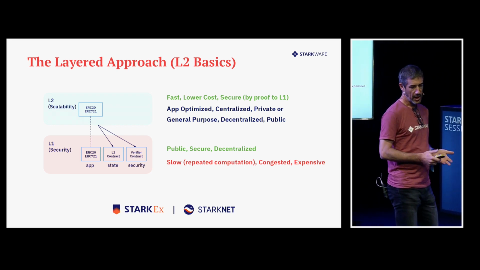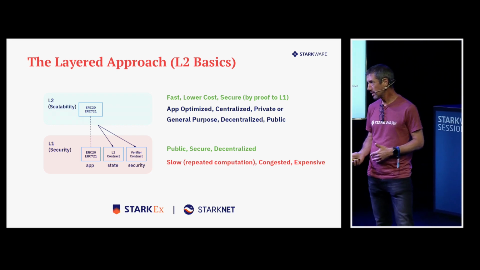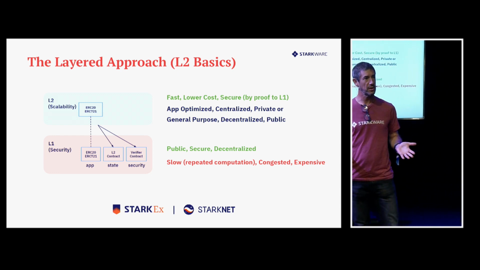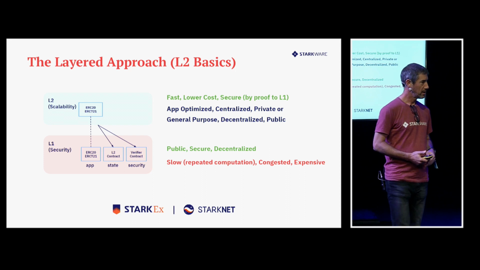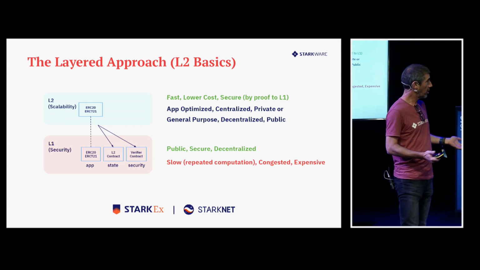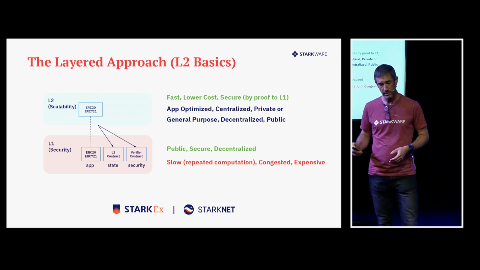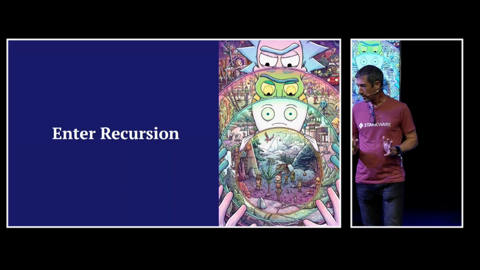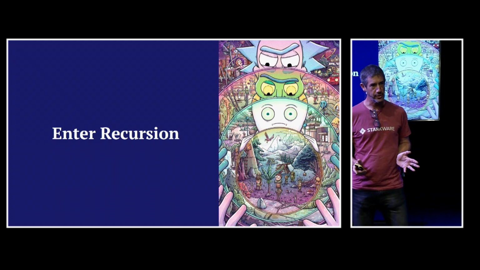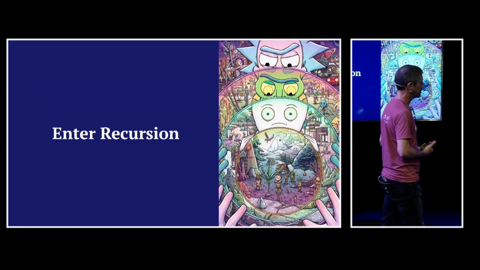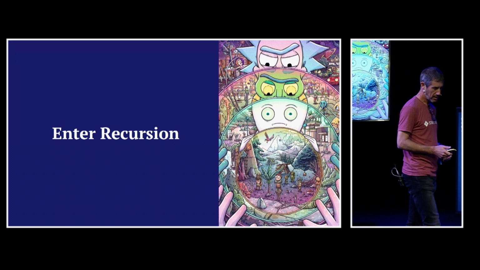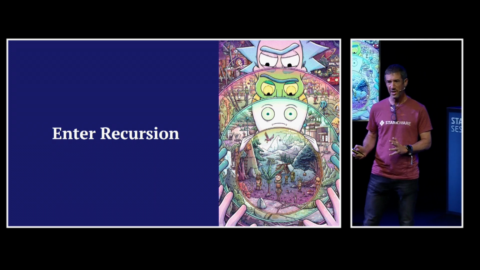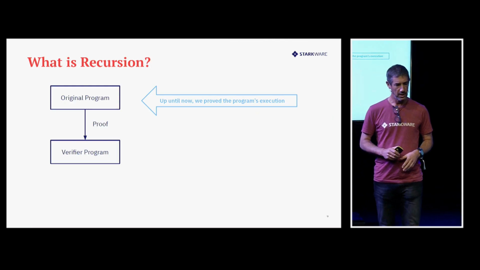Layer 2 can be app optimized, can be centralized, can be private, or it can be a public, decentralized platform like StarkNet. An app optimized case is StarkEx, for instance. So that's the basics of layer 1, layer 2. And now enter recursion. I know there were a couple of talks mentioning recursion already today, but I'll quickly jump through the slides and describe the basics of how recursion works.